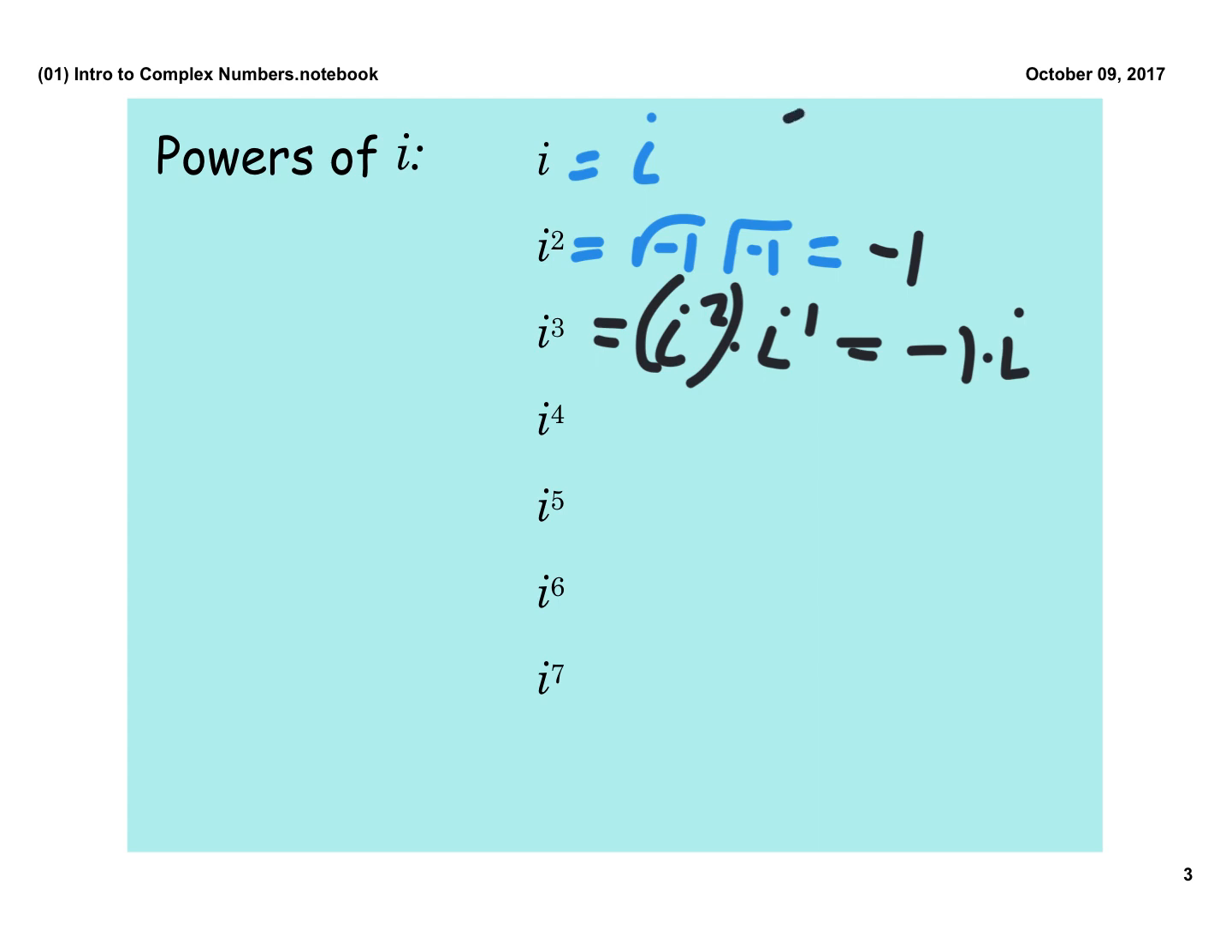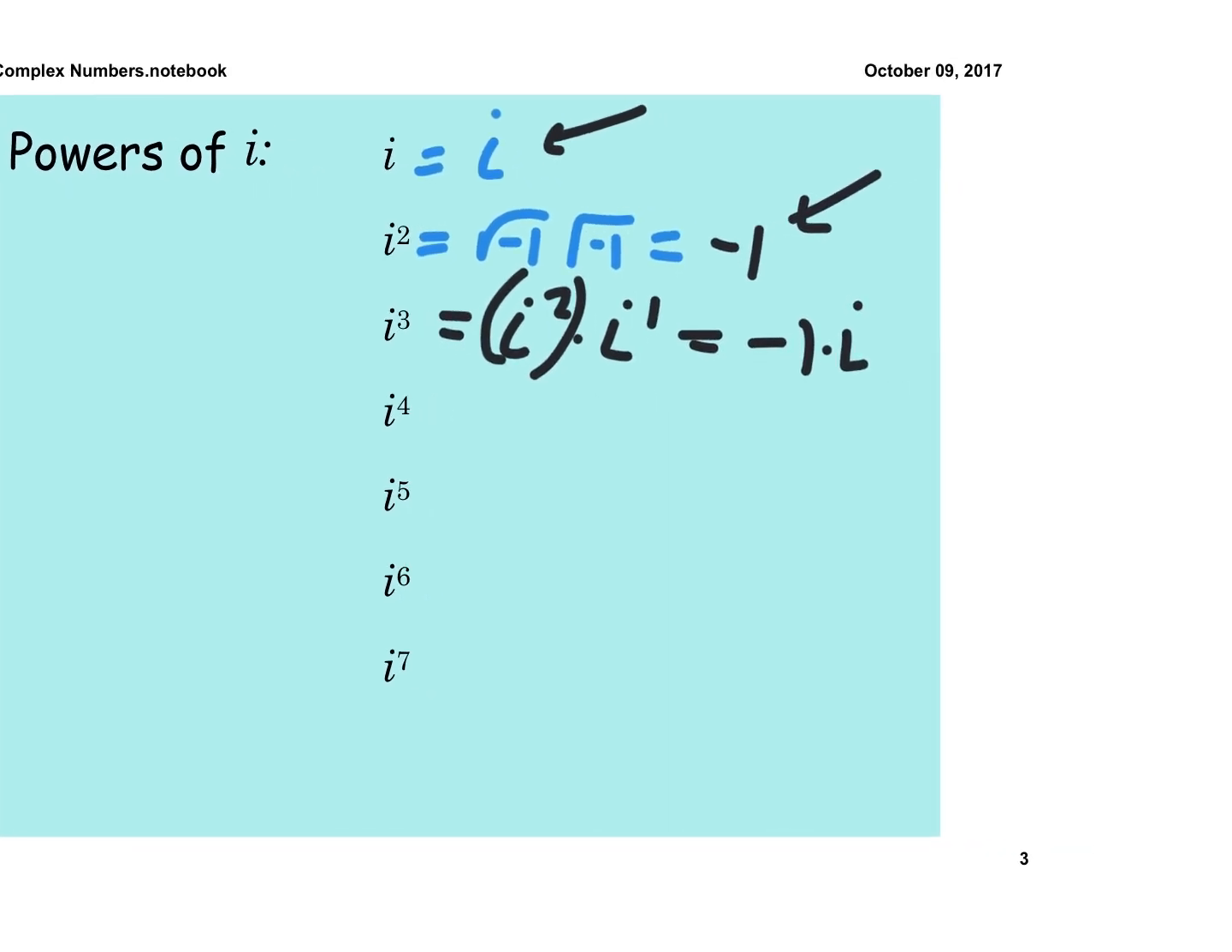Isn't that weird? The first answer is I. The second answer is -1. Doesn't even have an I in it anymore. The third answer has a negative I. It's almost like there's no pattern to this. I to the fourth, if you haven't figured this out yet, you go I squared times I squared. Because you always try to bring it back to I squareds, because those are simple. I squareds are -1s. So that's really -1 times -1, which is really what? 1. Now, do you get that we keep changing the answer? It was I, and then it was -1, and then it was -I, and then it's 1.